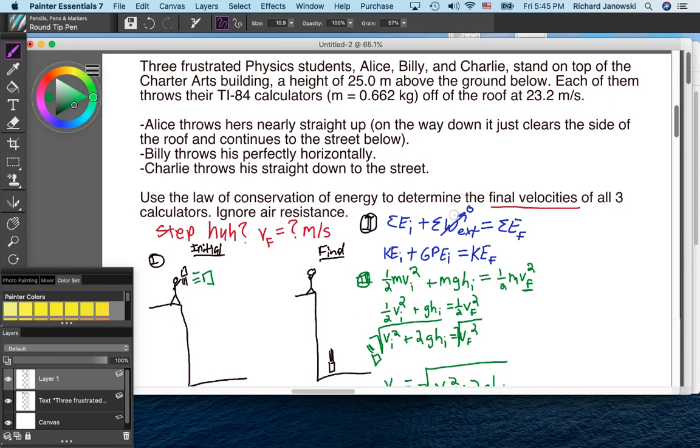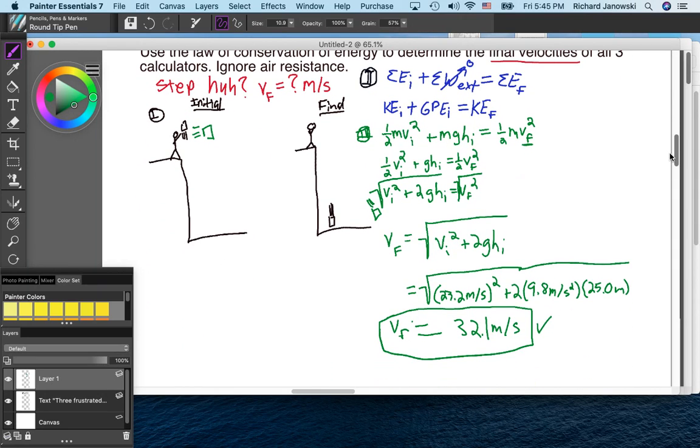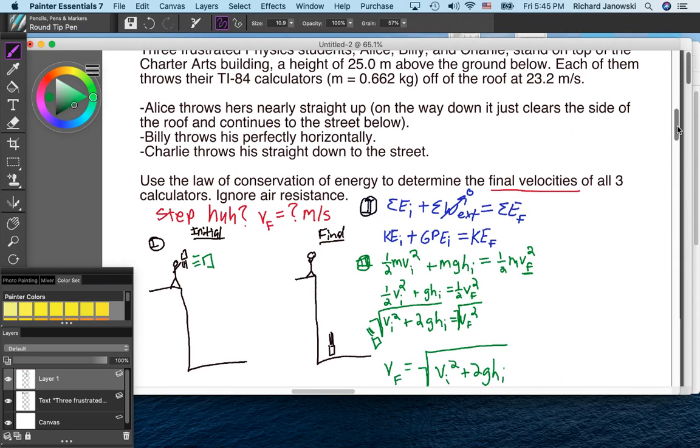We'd start with the conservation of energy. We'd write the same equation. We'd get the same algebra. We would do all the same algebra. And for Billy, we would also get 32.1 meters per second.